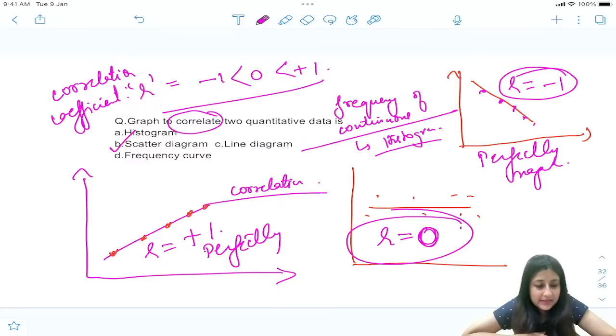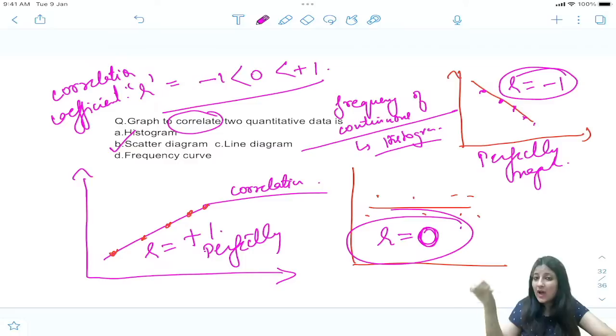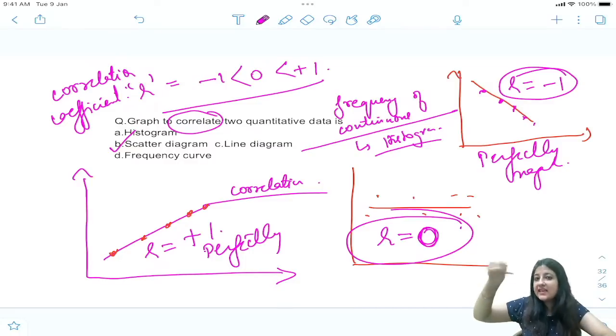Yes, histogram will be given. Very good. Just remember, if I talk about relative risk, one means no association. But if I say correlation coefficient zero, that also means no association. Theek hai? Everybody, just for your revision.